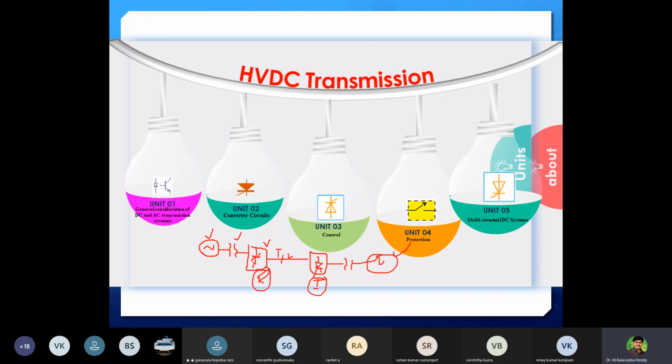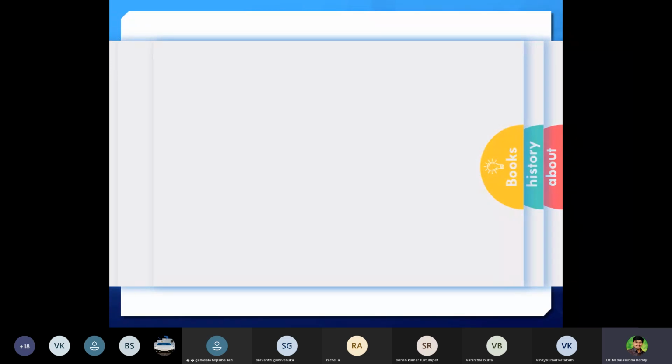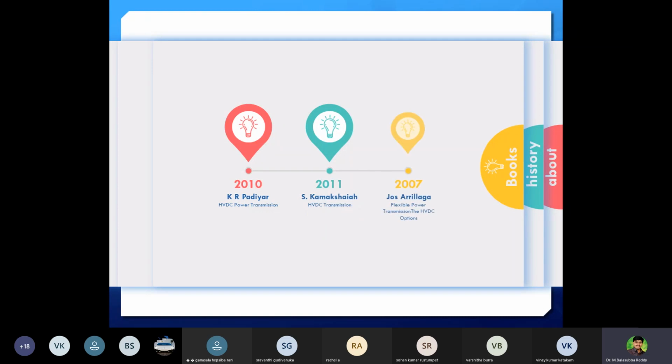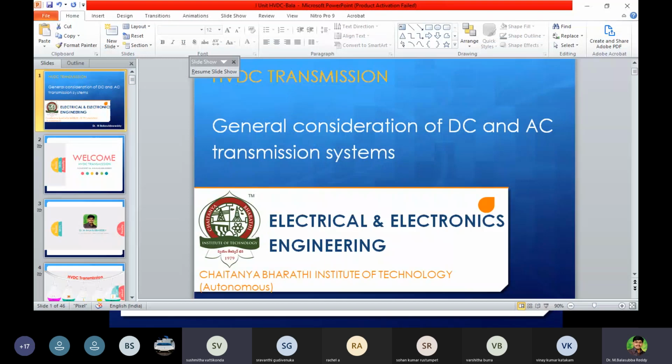Now we'll see the detailed syllabus of each unit. There are reference books, I told you, KR Padiyar, and Kamakshaiah on HVDC transmission, and Arrillaga is also a very good book, and flexible power transmission. So there are some books. I will share you the soft copy of the textbooks also. But they are there in the library, in many volumes.